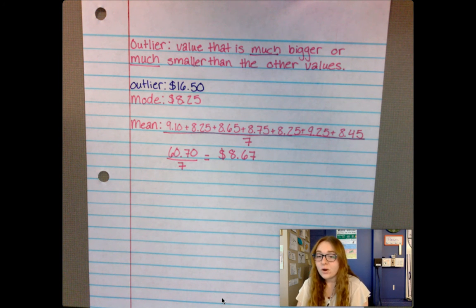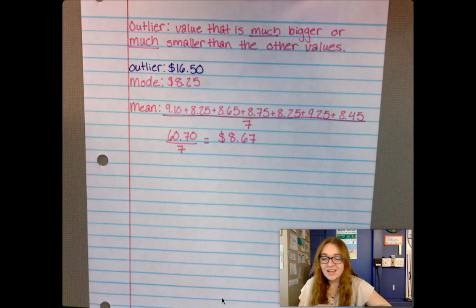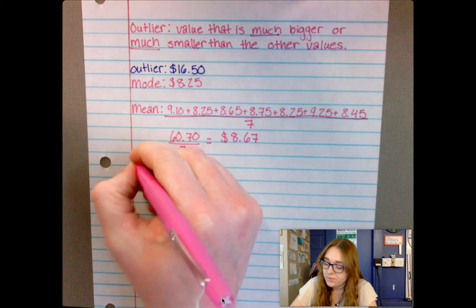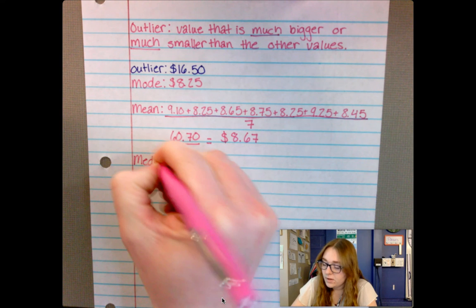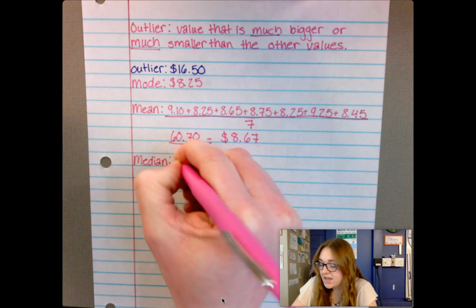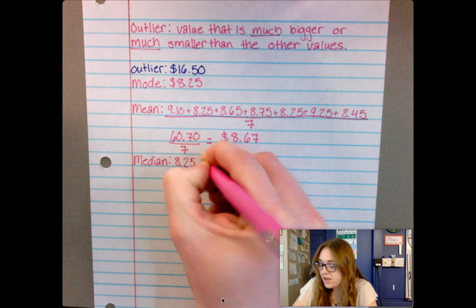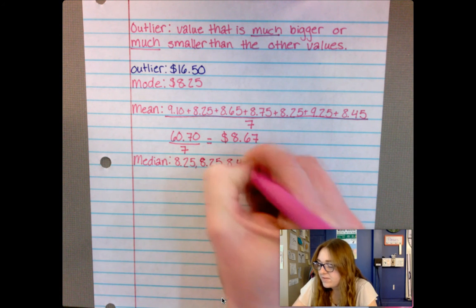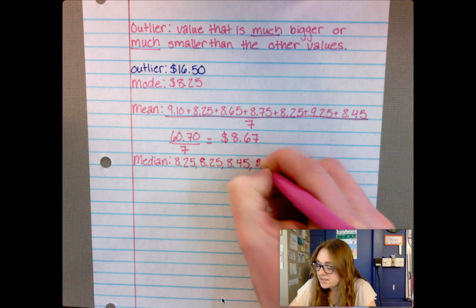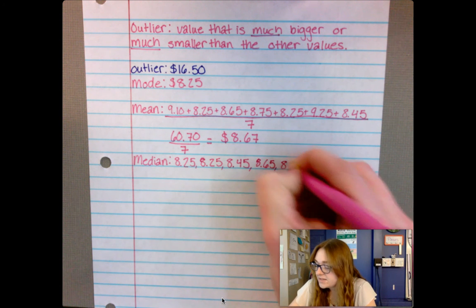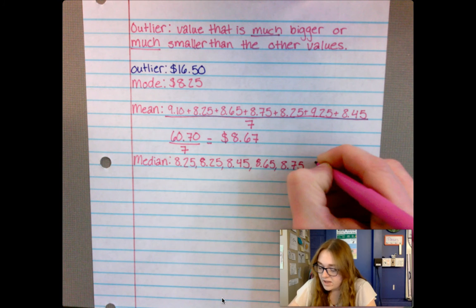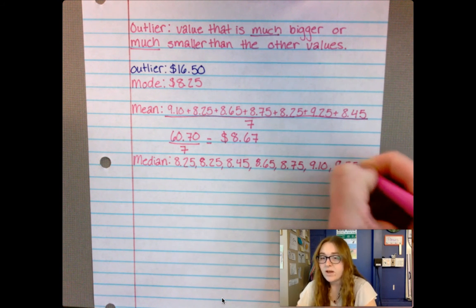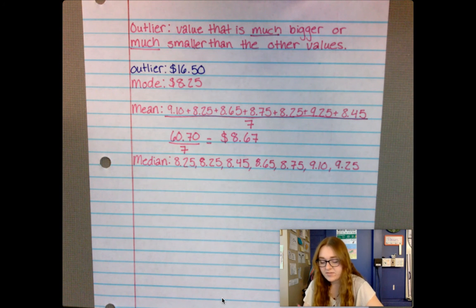Now we're going to find our median, which is in the exact same order, except we're leaving off that 1650 as our greatest value. So we have 825, another 825, 845, 865, 875, 910, and now our largest value of 925 because we took away that 1650.